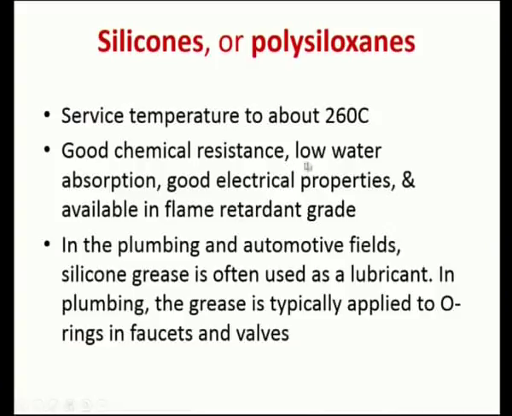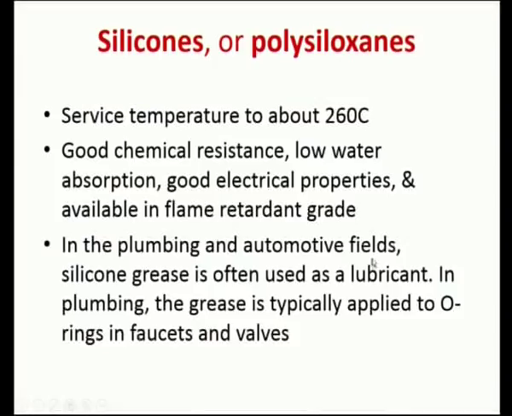Good chemical resistance, low water absorption, because of the strong silicon oxygen bond, it almost acts as an inert material. It is resistant towards chemicals and it will not absorb water. So, in most cases it can be used as a raincoat and for other water repellent purposes. Good electrical properties and available in flame retardant grade. So, it is not flammable. So, if you want to make anything flame retardant, you can use silicone, polysilicones or polysiloxanes.